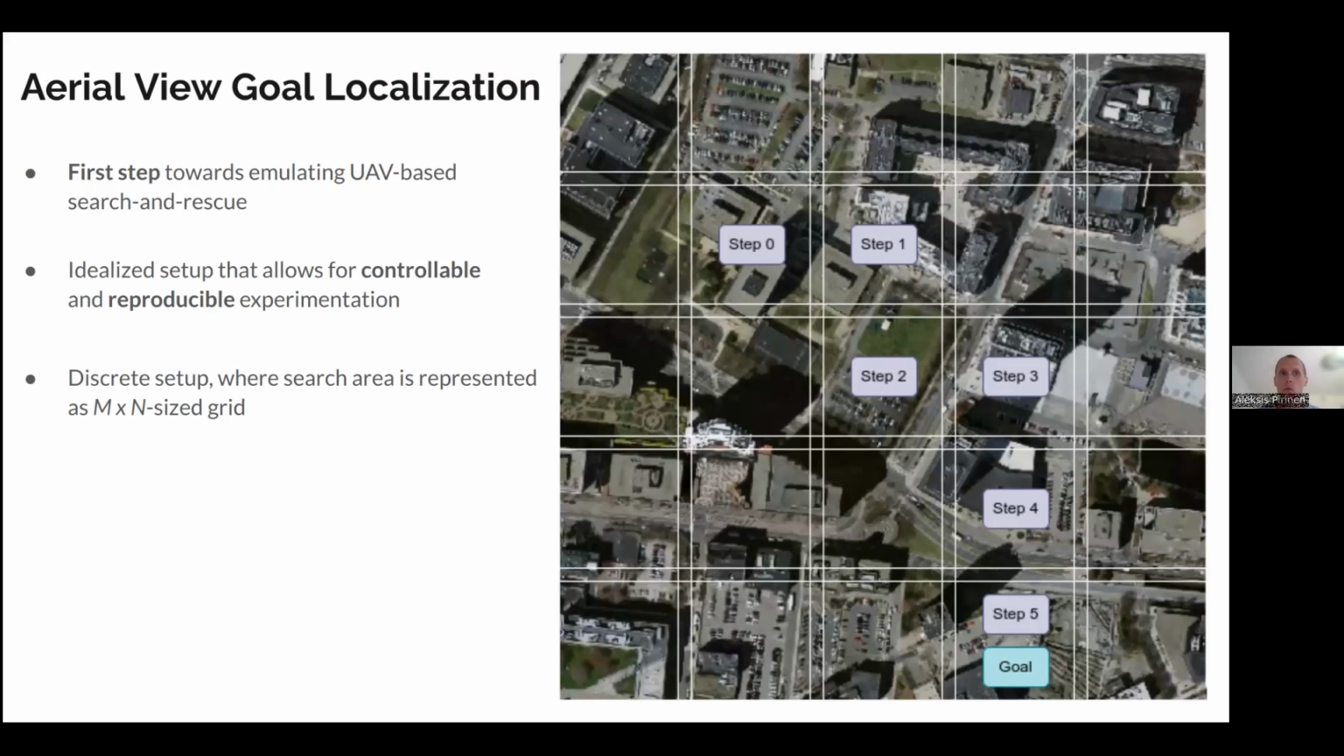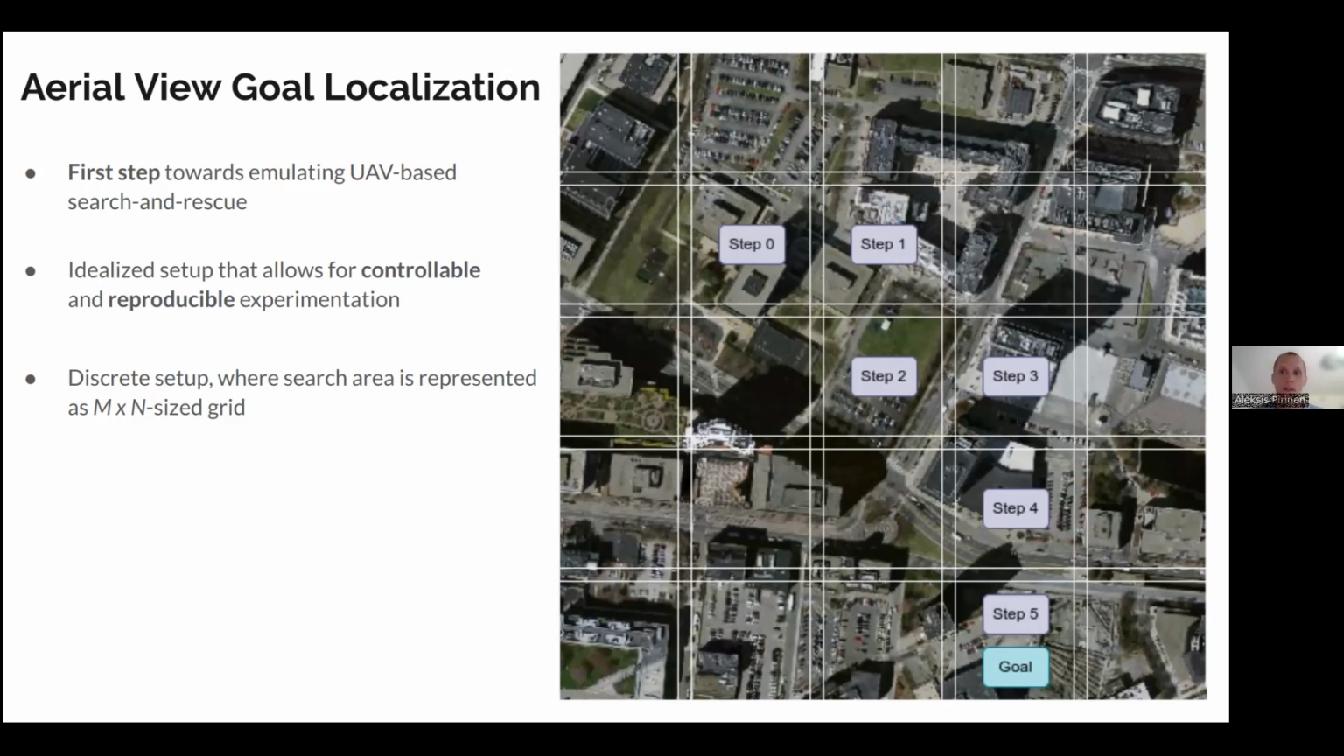So in this work, we introduced the task of aerial view goal localization, which is a first step towards emulating UAV-based search and rescue. And it can also be used more broadly within other applications. We provide an idealized setup that allows for controllable and reproducible experimentation, which is very useful in this earlier stage of development.